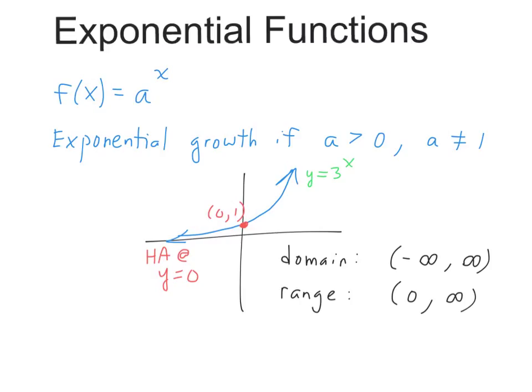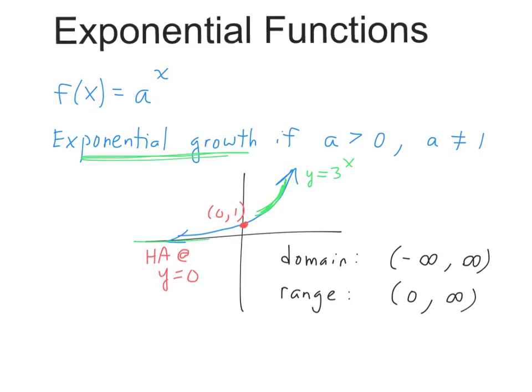So we're looking at an example of what we call exponential growth. You can see how it's growing exponentially, so very quickly. An exponential function will always pass through the point (0, 1). Right? If you put 0 in for x, you'll always get 1 out for y, since a power of 0 is always going to give us 1.